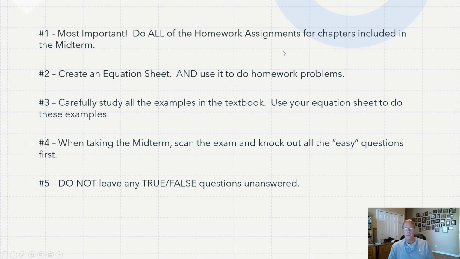Number one, most important, do all the homework assignments, all the homework problems for the chapters that are included in the midterm. For this first one, it's going to be chapters 12 and 13. So we have a few homework assignments that I've assigned for that. You need to get all of those done and submitted. Obviously, this applies to the labs too.